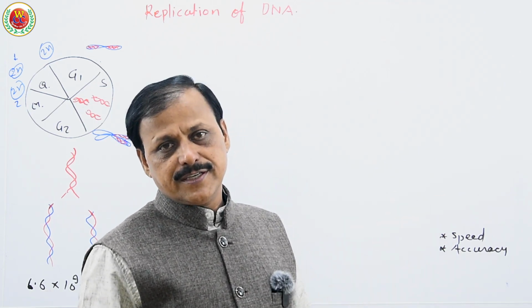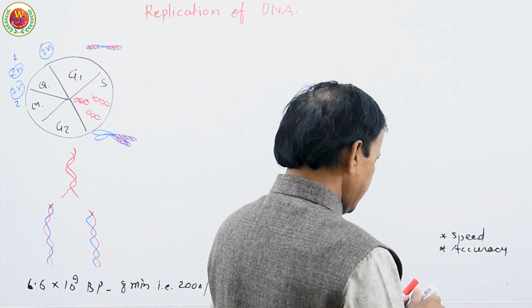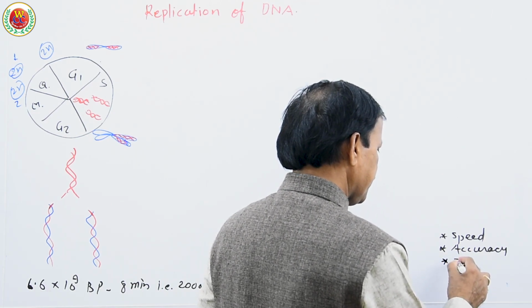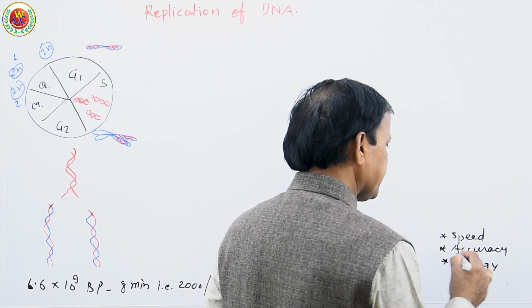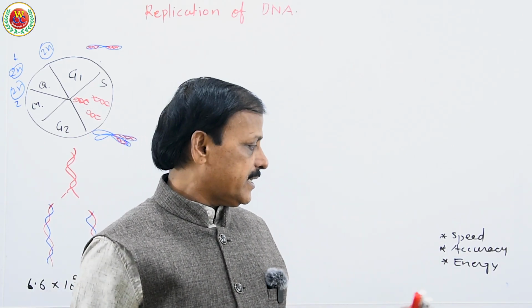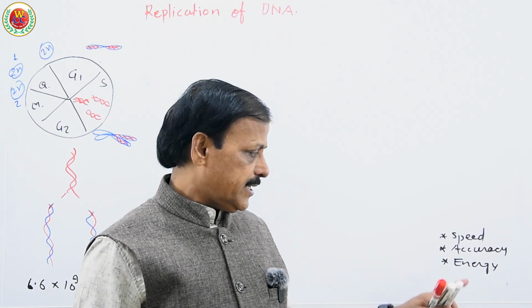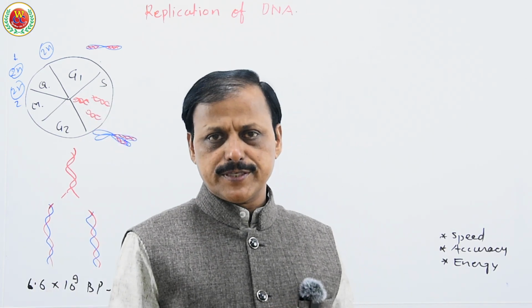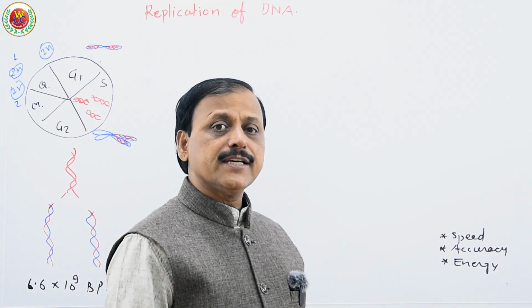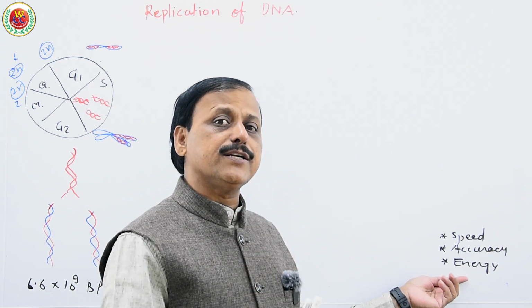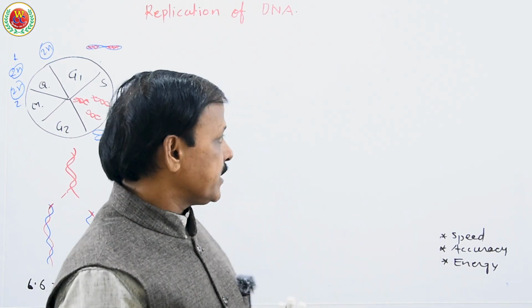So accuracy. The third point is a very high energy requirement. It requires tremendous energy, and that energy is supplied through ATP molecules. So adenosine triphosphate not only acts as an energy molecule but also acts as one of the nucleotides in DNA, and we are going to understand that.